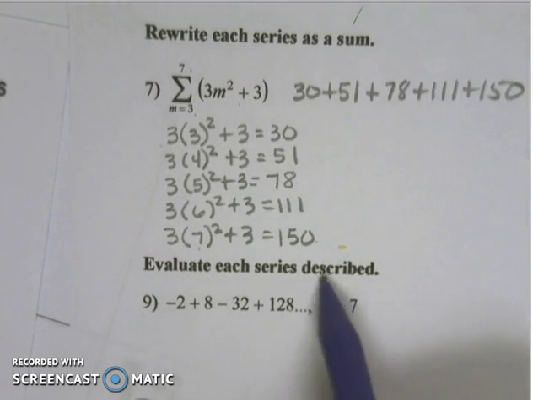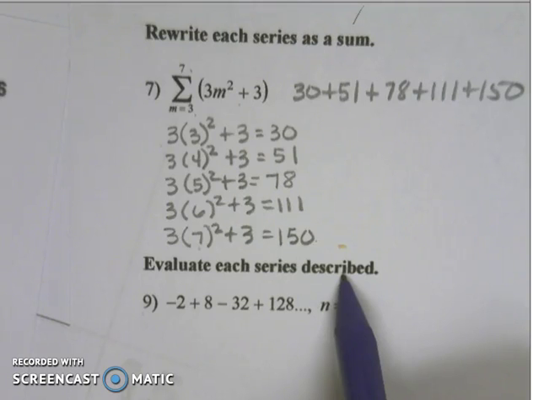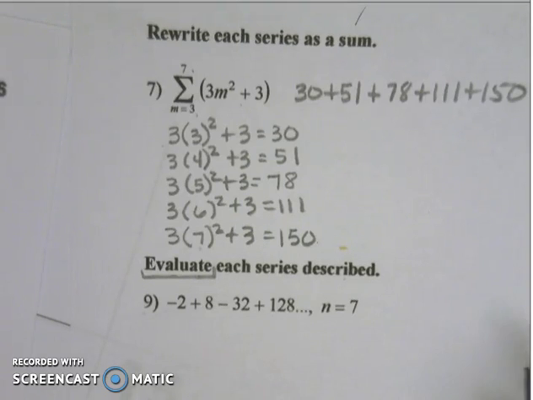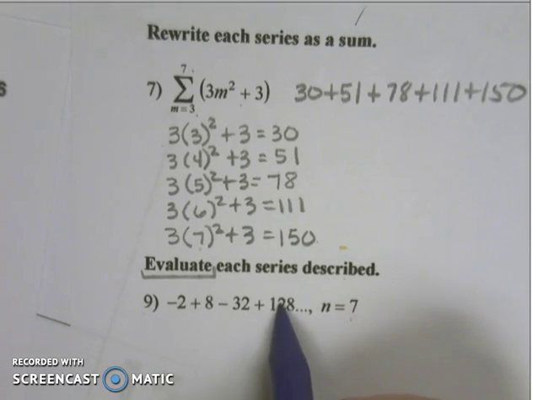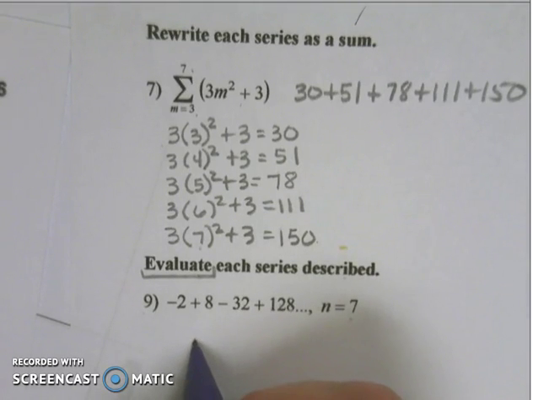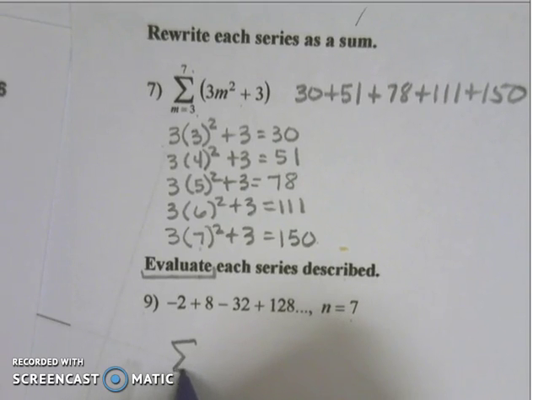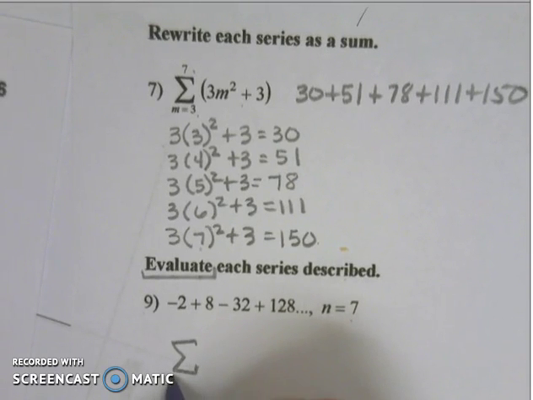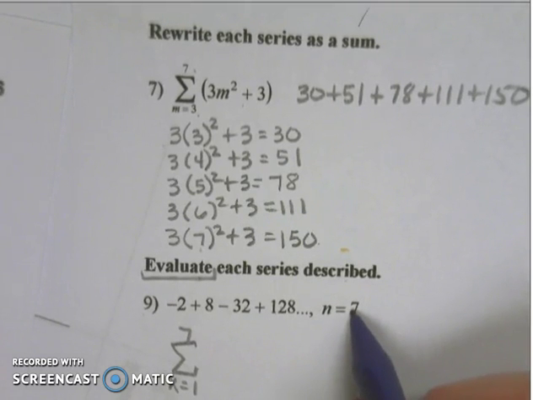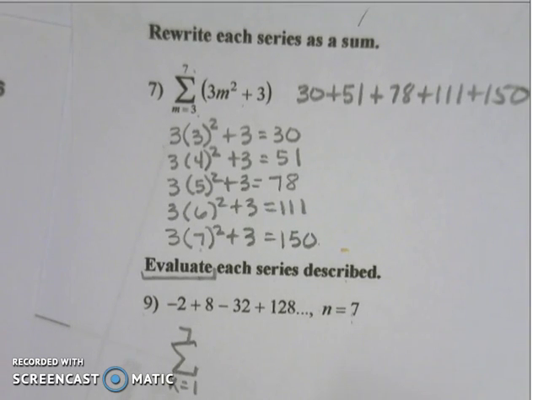Evaluate each series as described. Evaluate, which means I need to give you an answer. Now I need 7 terms. I have 1, 2, 3, 4, 5, 6, 7. I need 3 more. Well, I could write them out, or I could write the summation, and I do like using the sigma notation. If I do x equals 1 to 7, because I need to go to my 7th term, now I need to write my formula.